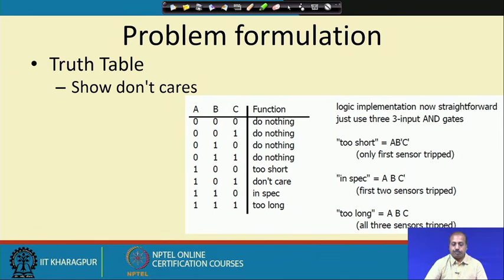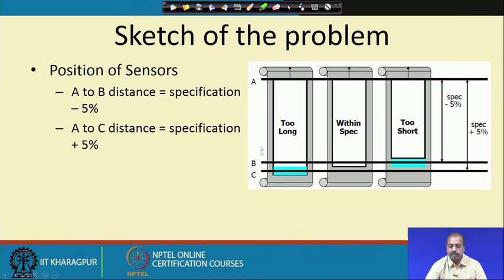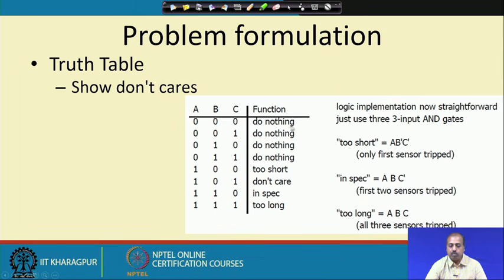So, for this one, if ABC is 0 0 0, so that is basically this ABC. So, it is not violating any of the conditions, then we do nothing. If it is 0 0 1, that is A and B are 0 0 and C is 1, then also it is do nothing. So, only when A is equal to 1, in that case the rod is too short. So, output is too short, and then if it is 101 it is again do not care or do nothing, because that is a do not care condition. Then 110 is a valid within specification, and 111 is too long.